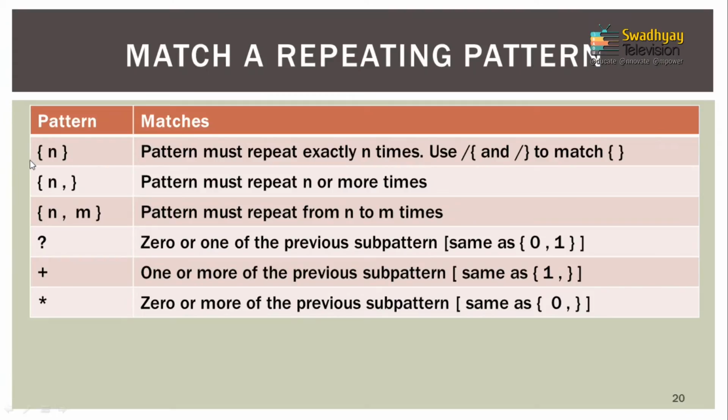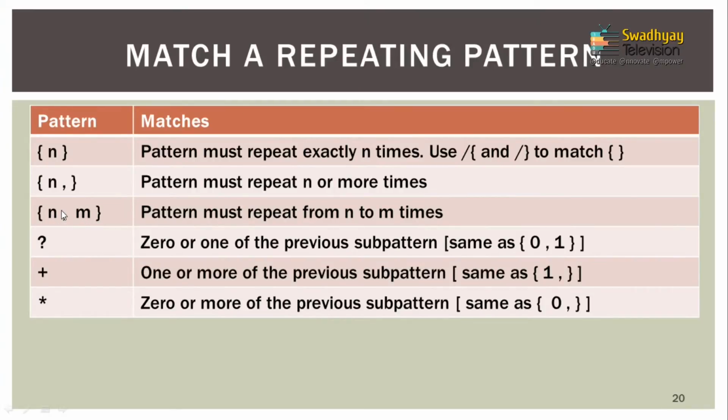To match an opening curly brace or closing curly brace, you can use this backslash. Now n and a comma in curly braces means the pattern must be repeated a minimum of n times, and the maximum can be any number of times, but the minimum n is compulsory. If n comma m in curly braces, where they are digits, then the pattern must be matched a minimum of n times and a maximum of m times.